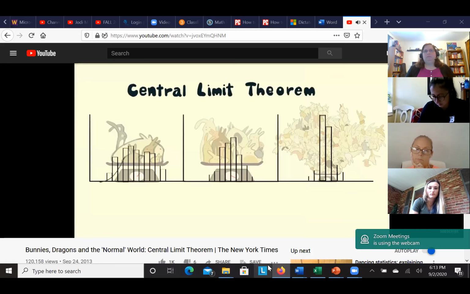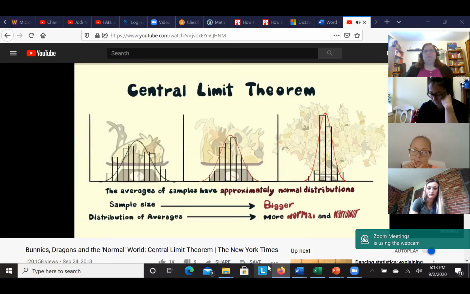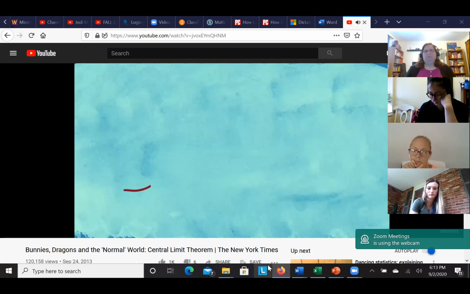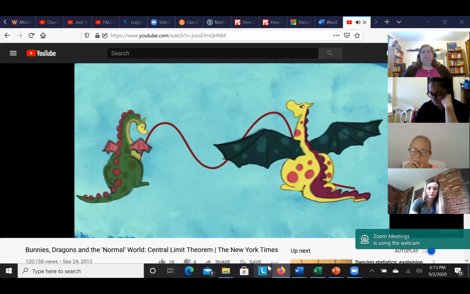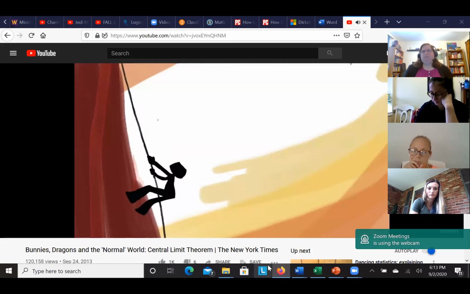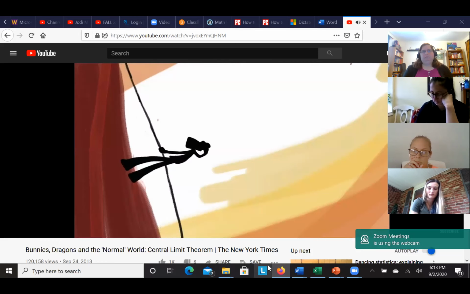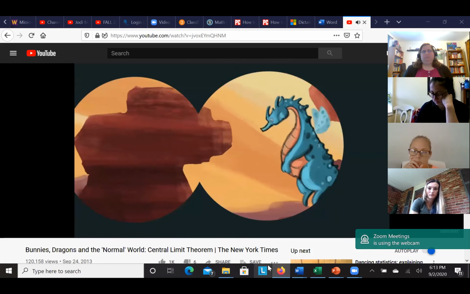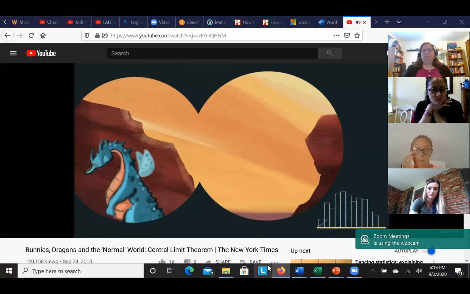What our brave ecologist has just demonstrated is the central limit theorem. The averages of samples have approximately normal distributions. If the sample size increases, this distribution of averages becomes more normal and narrower. What if the population distribution is not normal to begin with? For example, the distribution of dragon wingspan is known to be bimodal. If an even braver ecologist were to study wild dragons and measure dragon wingspans, the distribution of the average wingspan would still be approximately normal.